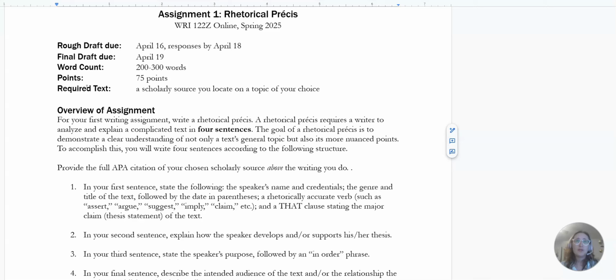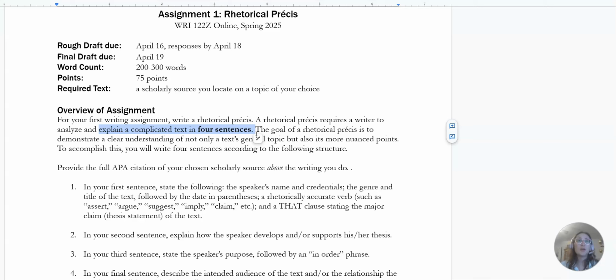And our focus for weeks 1 and 2 is going to be thinking about what you might want to research, but then in week 2, how to find that research. So what are some tips for locating credible sources and evaluating them on how well they're going to work for your research. So you only need to find one source for this one. And I'm just going to read through a little bit of this, but I have the prompt uploaded on Canvas, so please look through that too and let me know if you have any questions about it. But essentially, your first writing assignment is a précis, and you are going to explain a complicated text in 4 sentences.